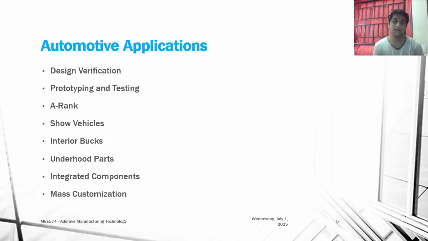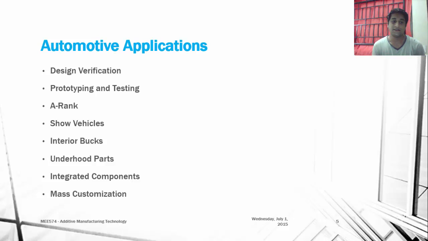Third one is A rank. It is nothing but some basic parts which are used in automobiles or cars. Then next is visuals or show vehicles. RP methods can be used to replicate or introduce new designs of cars or any accessories used in the automotive industry, study them further and discuss with the management or customers.